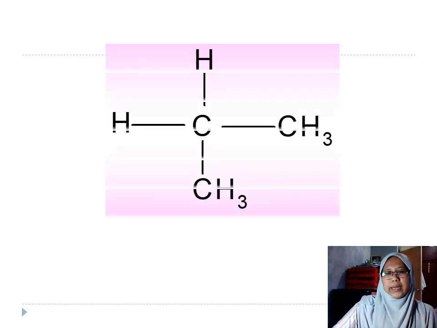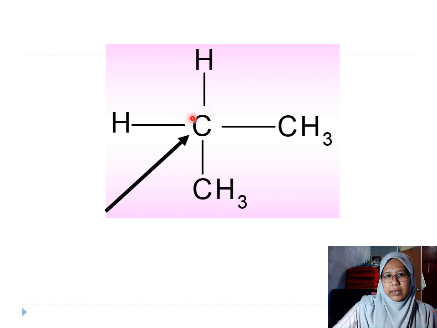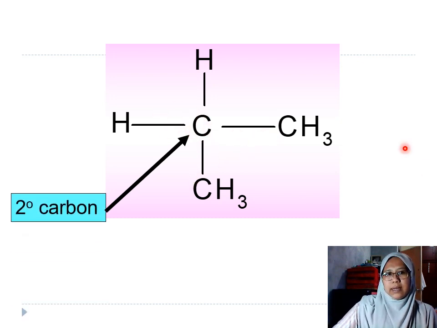Next, we look at another example where the arrow goes there in the middle. So that particular carbon is attached to two carbons. Hence, this is a secondary carbon. Okay, where the arrow is next, that hydrogen is attached to the secondary carbon, therefore, it is secondary hydrogen.